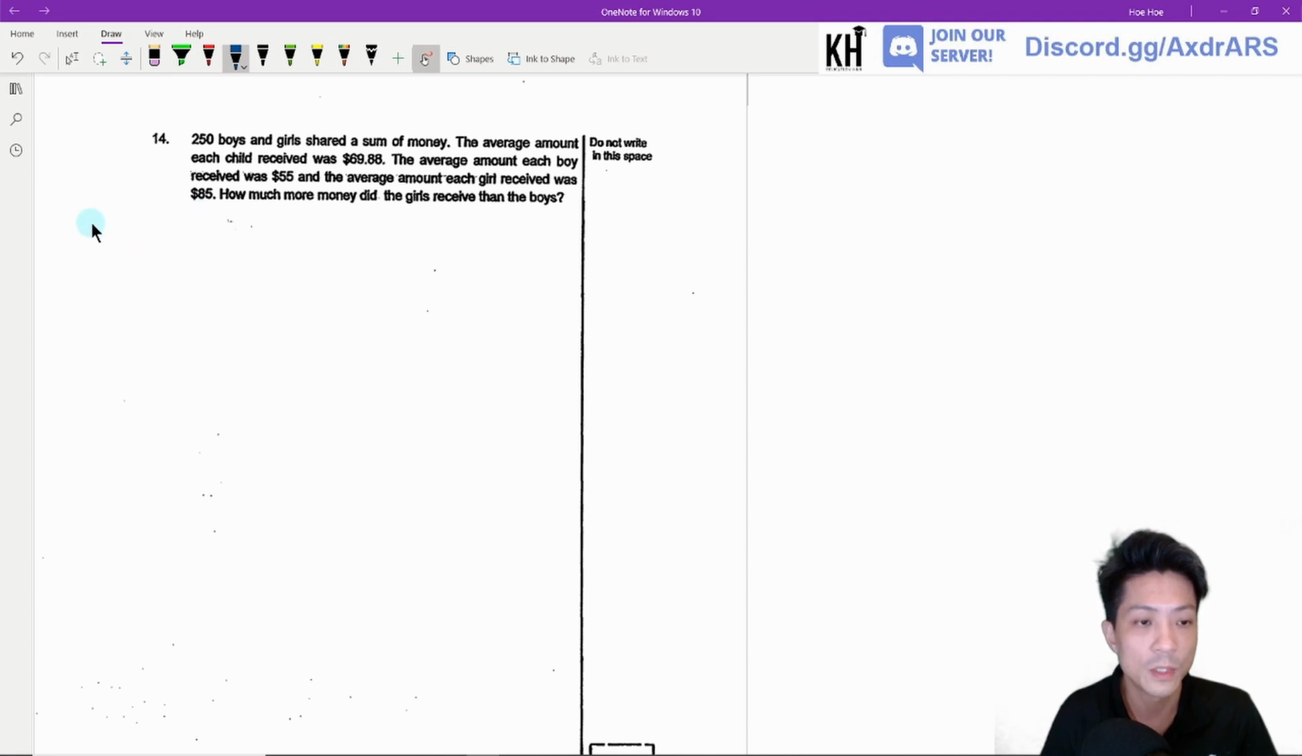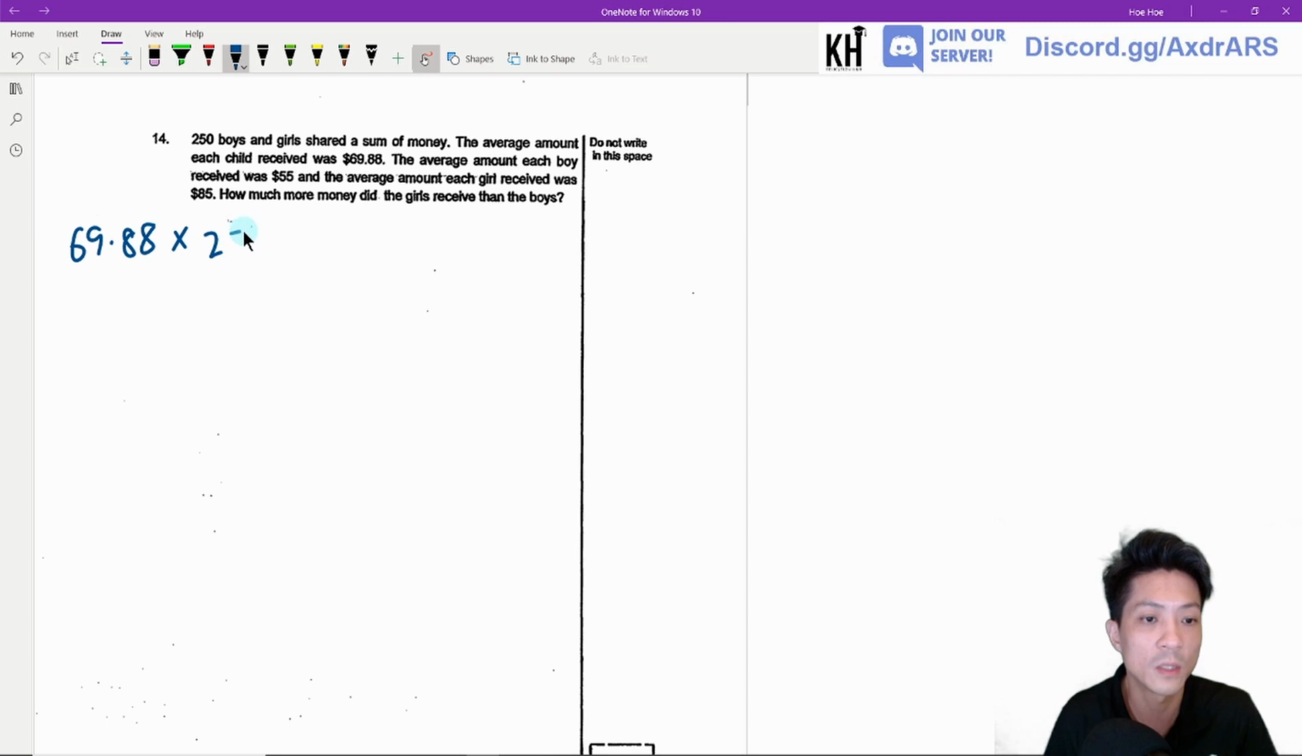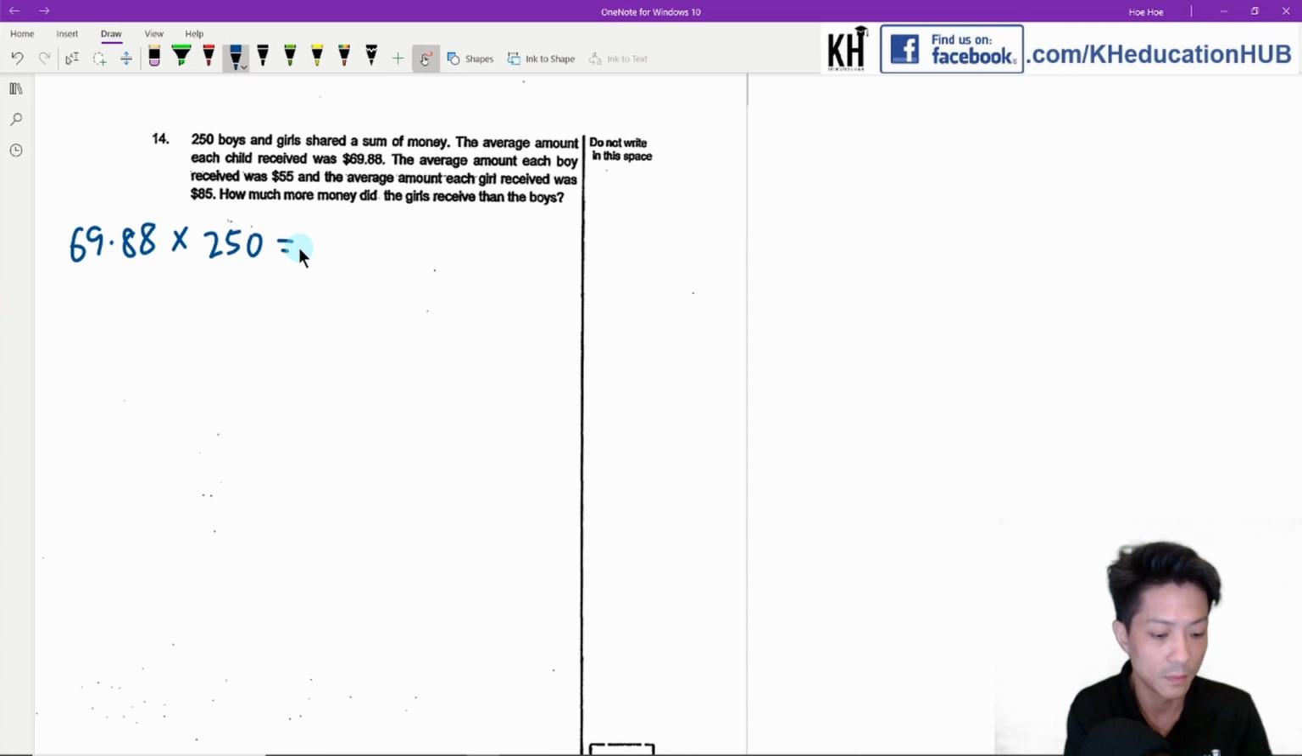Okay, so for this question, first I'm going to find the total amount of money that the boys and girls shared. The first step would be to use 69.88 multiplied by 250. That will be $17,470.